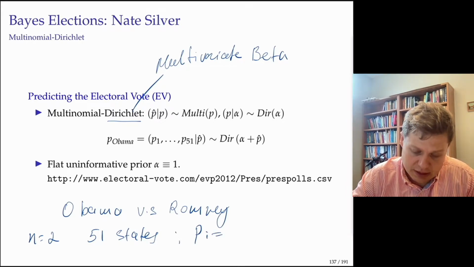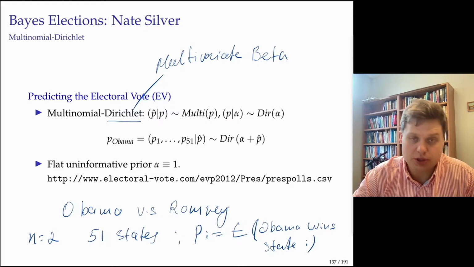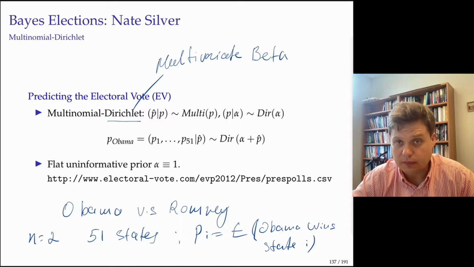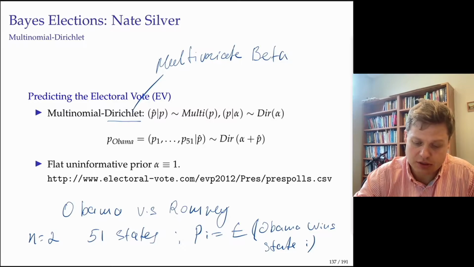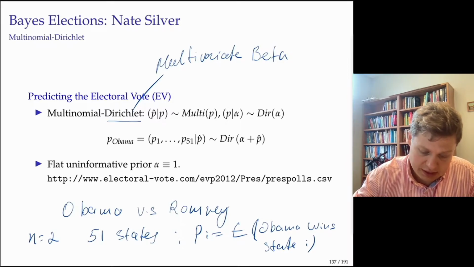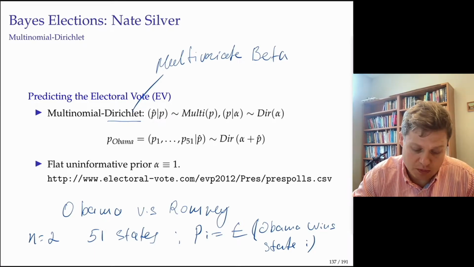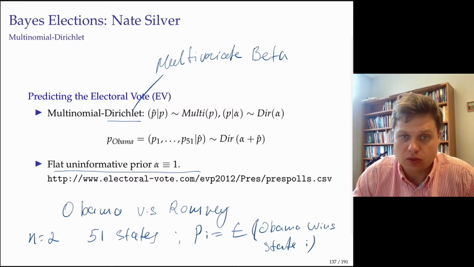So pi in this case is the expected value that Obama wins state i. And the joint distribution over the p's is what we're interested in, and we're going to use the Dirichlet prior. Again, Dirichlet is just a generalization of the beta distribution, and it is assumed that the p's will have to sum up to 1. And we assume a flat, uninformative prior, lambda equals 1.